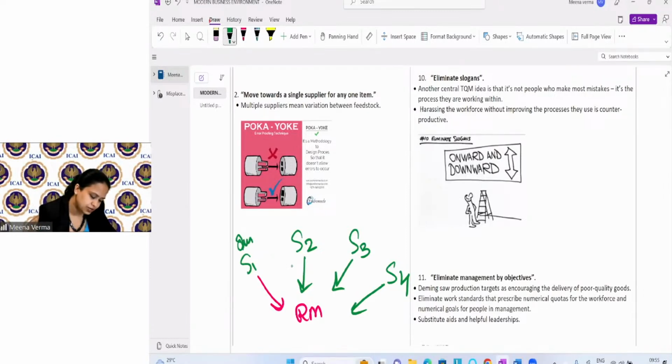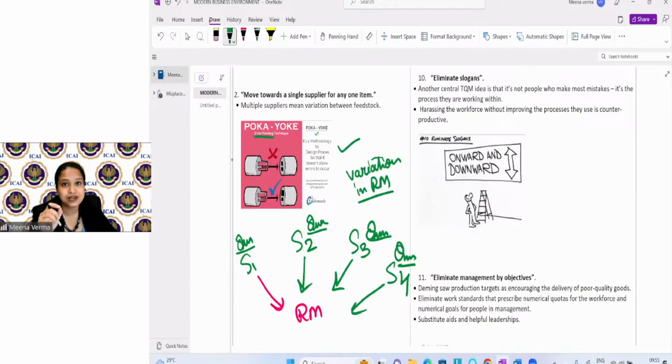Maybe the quality of raw material from supplier S1 will not match the quality of the product supplied by supplier 2, supplier 3, or supplier 4. So the point is that when you are buying material from so many different suppliers, maybe variation in the raw material will come, right? Maybe your raw material will not be perfect. You can see this image I have taken here. This is also known as the error proofing technique. It will come under prevention cost.